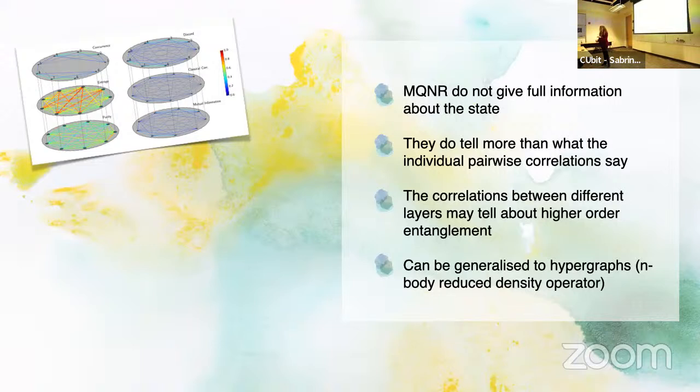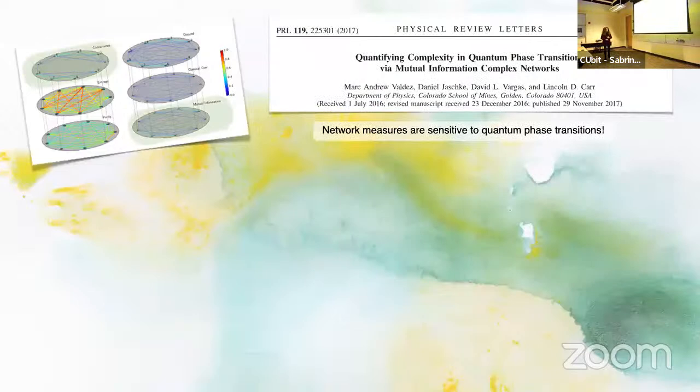And importantly, this can be generalized to so-called hypergraphs. So if instead of a 2-qubit system, a 2-body system, or the reduced density operator of 2 qubits, I want to consider the 3-qubit problem, so tripartite correlations and tripartite systems, these can be described by hypergraphs, and there is a lot of math and toolbox that describes hypergraphs, so it can be generalized.